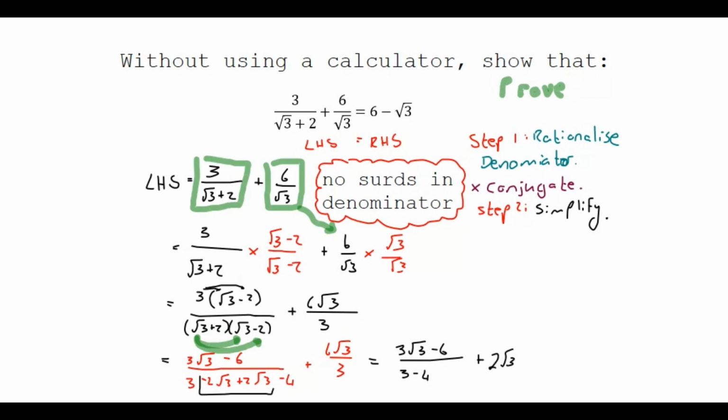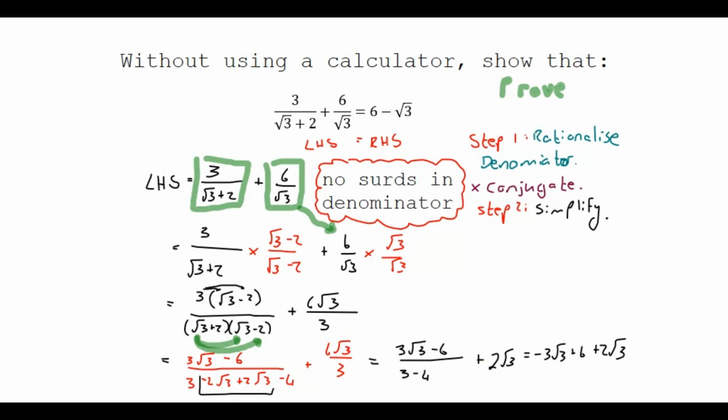Now we're not done. Remember our goal in the beginning. We had to show that it's 6 minus root 3. So let's simplify further. We can see 3 minus 4 can be taken further. That becomes minus 1. Which means this thing would become minus 3 root 3 plus 6 plus 2 root 3. How did I get that? Well, we used the numerator over here, 3 root 3 minus 6, and we divided it by minus 1. 3 root 3 divided by minus 1 is minus 3 root 3. Plus 6 divided by minus 1 is plus 6. And then this we just conveyed over here.